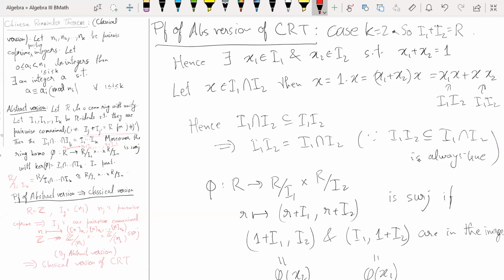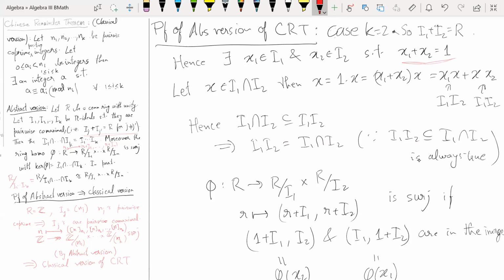So once we have this, we want to show that I1 times I2 is the same as I1 intersection I2. Of course, we know that I1 times I2 is contained in I1 intersection I2. That direction we already know, so we only have to show the other direction. Let's take some element x in I1 intersection I2. We want to show that this belongs to I1 times I2. So we will use this identity to get what we want.